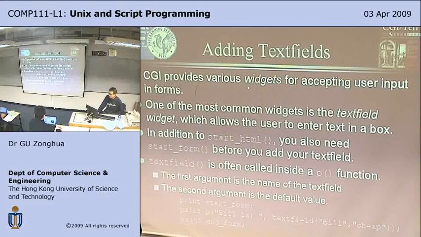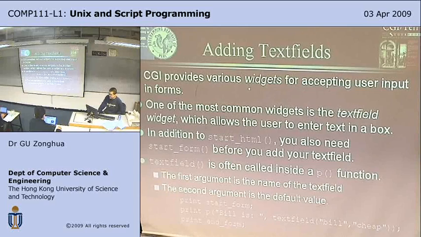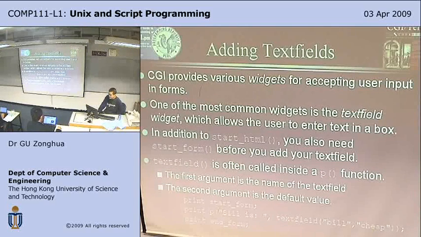CGI provides widgets for accepting user input in forms. One of the most common widgets is the text field widget, which allows the user to enter text in a box. In addition to start HTML, you also need to start form to add your text field. Text field is often called inside a P function, the paragraph function.